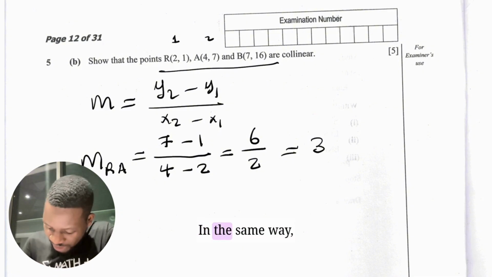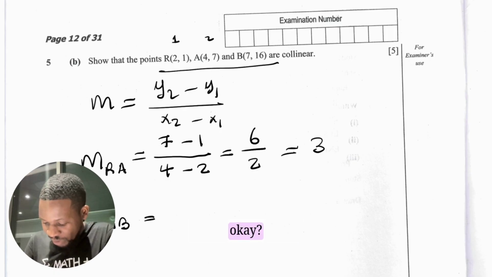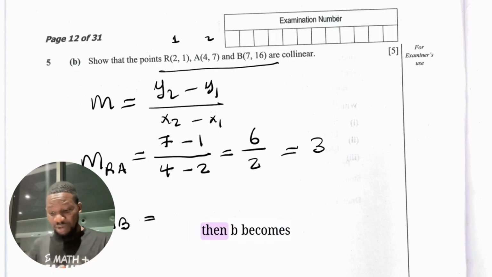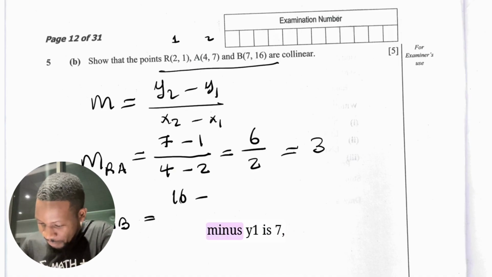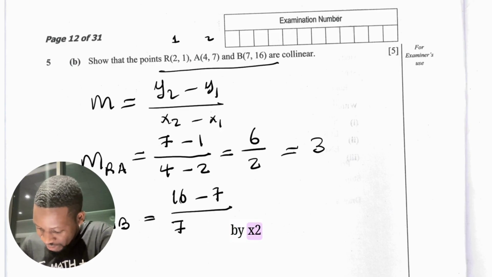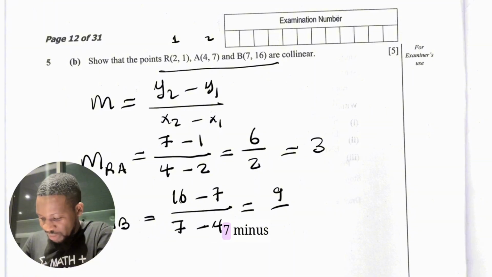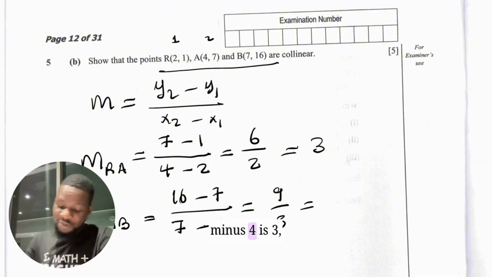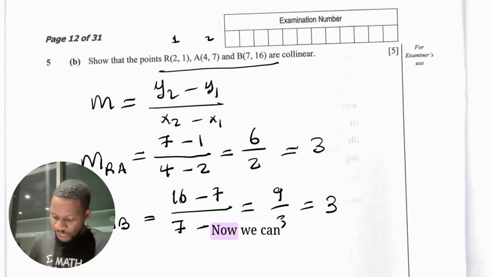In the same way, I can find the slope between A and B. I'm starting with A as the first point, then B becomes my second coordinate. So y2 is 16, which is in B, minus y1 is 7, then divided by x2 is 7 minus x1 is 4. Let's take the difference. 16 minus 7 is 9, 7 minus 4 is 3, and 9 divided by 3 is 3, guys. Now, we can see that the slope is the same.